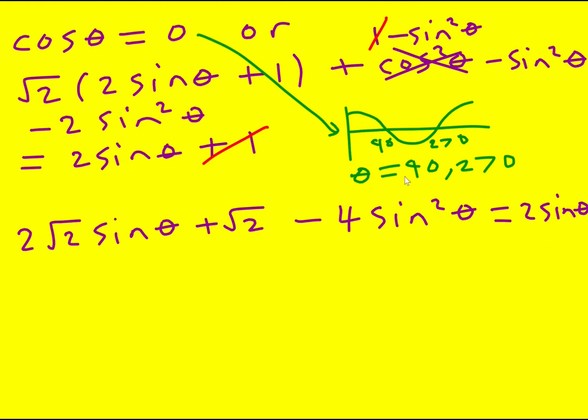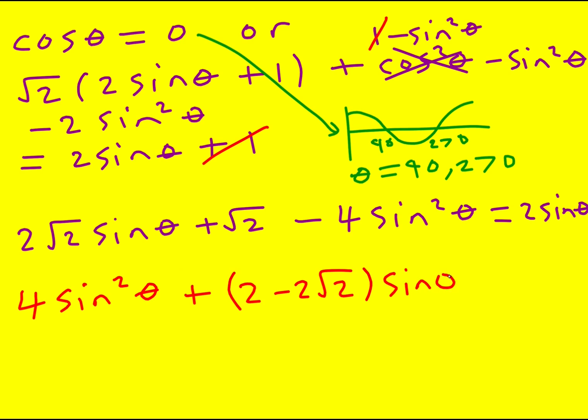Okay, back to the more complicated one. Not really liking this, if I'm honest. But let's go with it. We've got to. So I'm going to get everything onto the right-hand side: 4 sine squared theta plus 2 minus 2 root 2 sine theta. I've minused this, and then I've brought it all together under the sine theta. Minus root 2 is equal to 0.